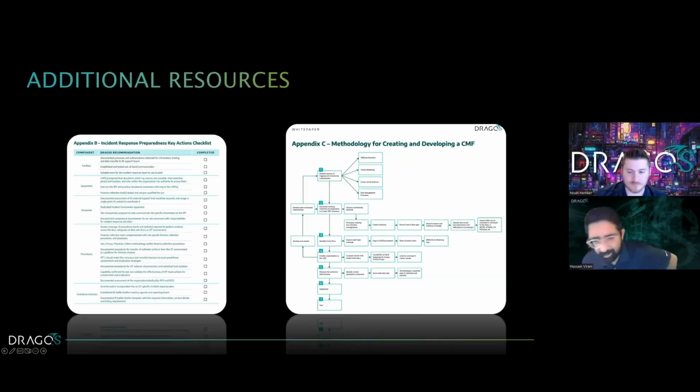So, additional resources. I'm a big fan of checklists. In the OT white paper, we have taken great care to create one that covers your facilities, your equipment, your personnel, your procedures, and your communications. And of course, Noah and I have spoken greatly about building out CMFs. So we also have a workflow that you can employ within your organization to have the correct amount of information prepared before an incident happens rather than when one actually occurs.